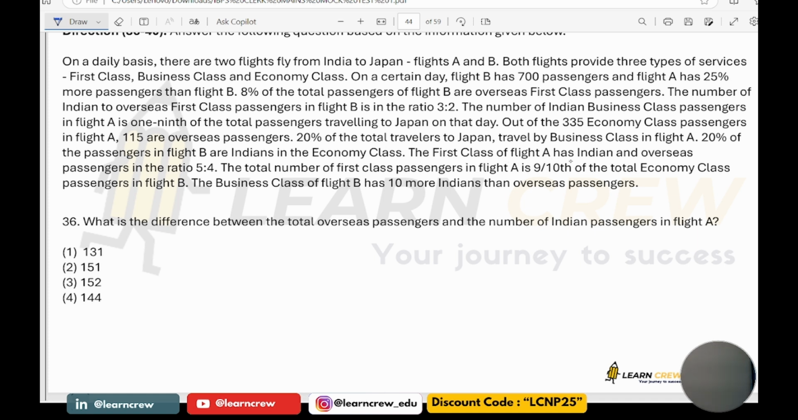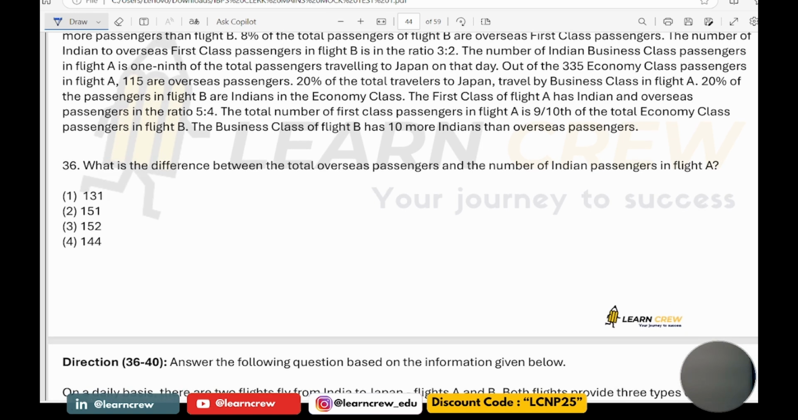The first class of flight A has Indian and overseas passengers in the ratio 5:4. The total number of first class passengers in flight A is 9/10 of the total economy class passengers in flight B. So the business class of flight B has 10 more than overseas passengers.